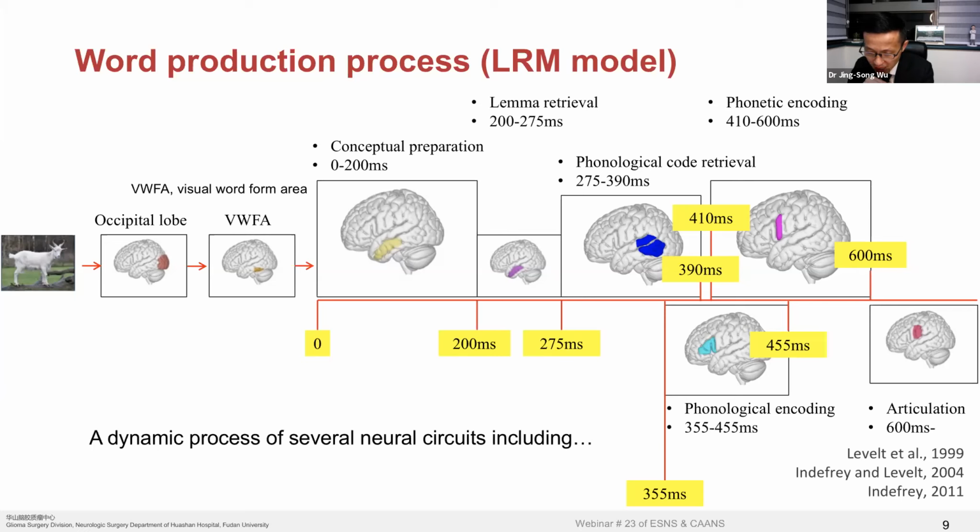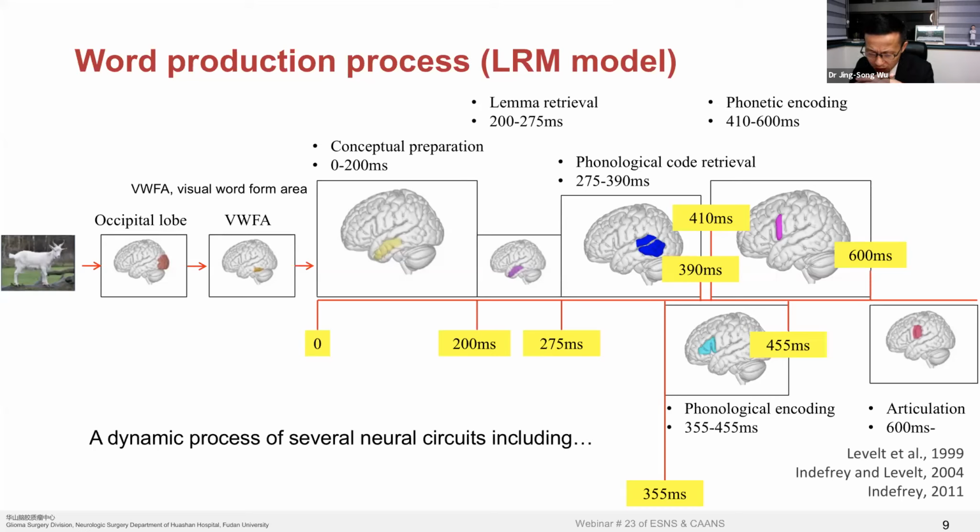After this, the anterior to middle part of the middle temporal gyrus gets activated to complete the conceptual preparation and the lemma retrieval process. The time window for the conceptual preparation process is about 0 to 200 milliseconds, which is responsible for converting the visual information into the exact concept of goat. The time window for the lemma retrieval process is about 200 to 275 milliseconds, which is responsible for further transforming the concept into the exact word of goat.